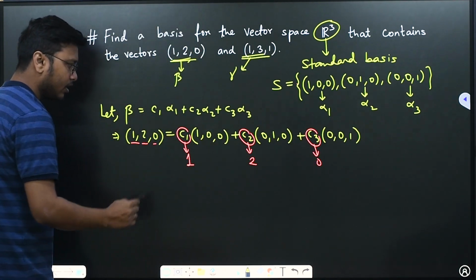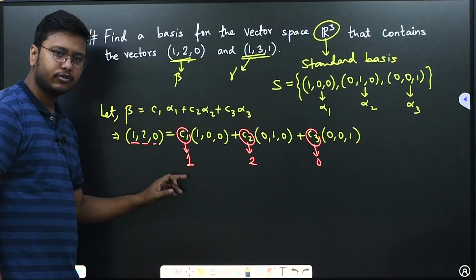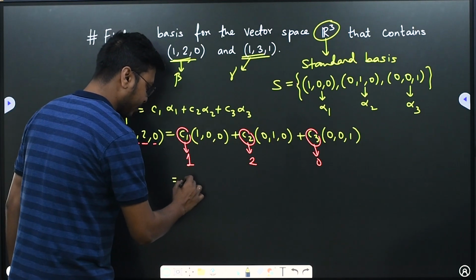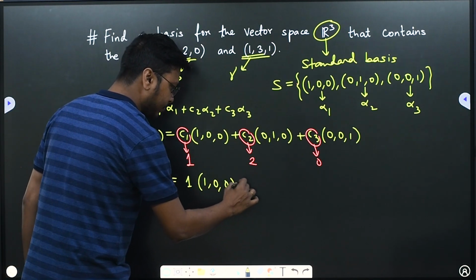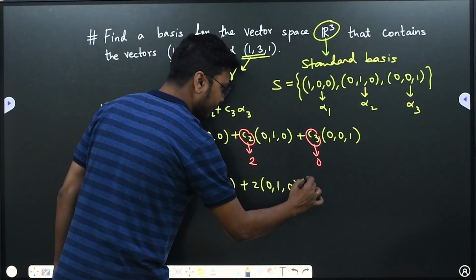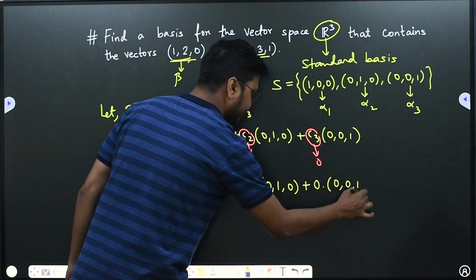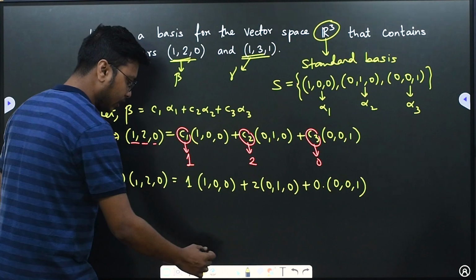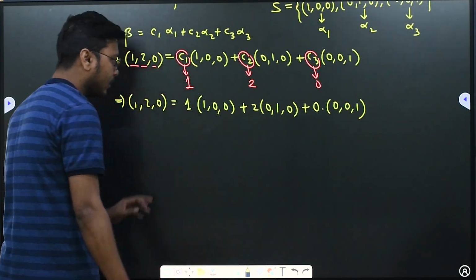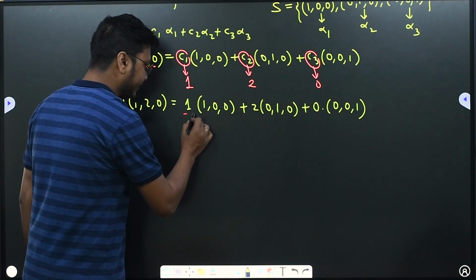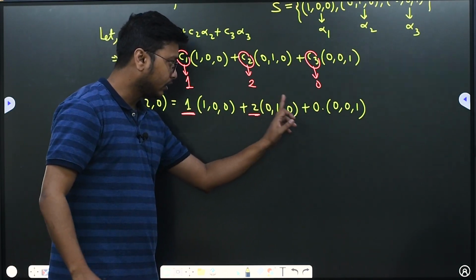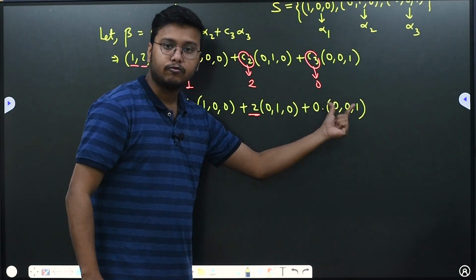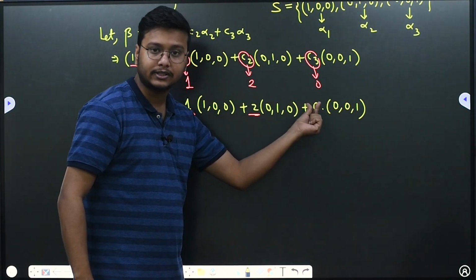Basically, if I put these values in place of C1, C2, C3, then their summation would end up over here, right? That's a simple observation. What I'm trying to say is 1 times (1, 0, 0) plus 2 times (0, 1, 0) plus 0 times (0, 0, 1) equals (1, 2, 0). Now the important thing is which constants are non-zero. This one is non-zero, this one is non-zero, the last one is 0, so I cannot replace the (0, 0, 1) element to form the basis. I cannot replace it because its constant has become 0.